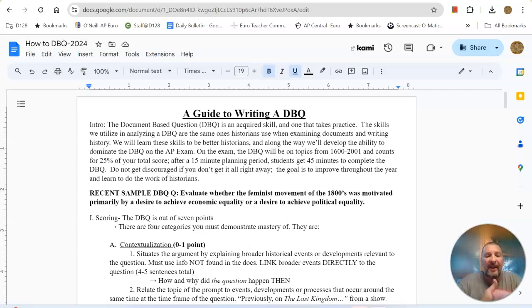So there are 7 documents, and there's a question that goes with those 7 documents. This is a recent example. Evaluate whether the feminist movement of the 1800s was motivated primarily by a desire to achieve economic equality or a desire to achieve political equality. And what we've seen is that's how the College Board questions are. They set up a yes or no. They set up a one or the other. And we'll see that the idea is we want to make both arguments.